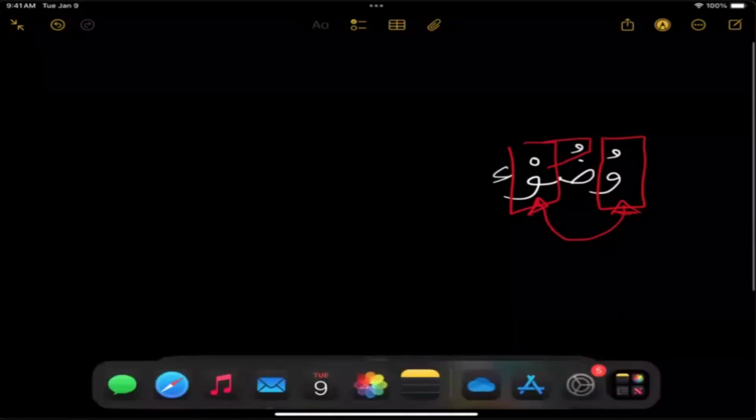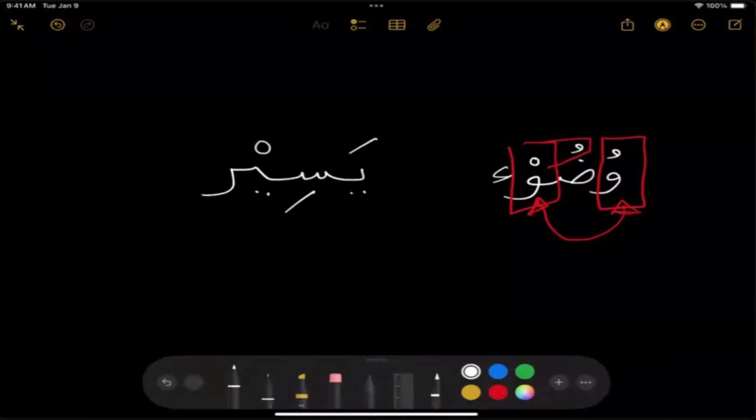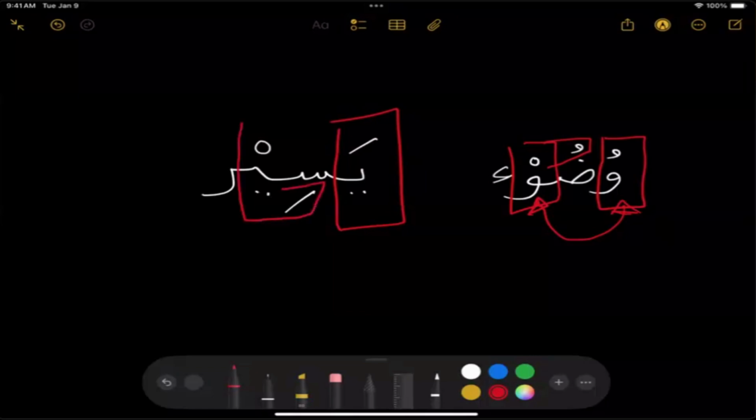Same thing for ya. Take this word, for example, Yasir. The first ya is a consonant. It comes from the middle of the tongue. It's not an extension letter. But this second ya is an extended vowel. It rides the air.